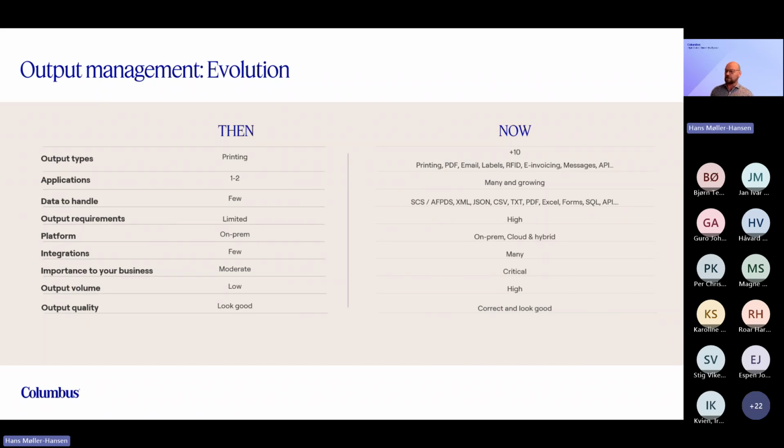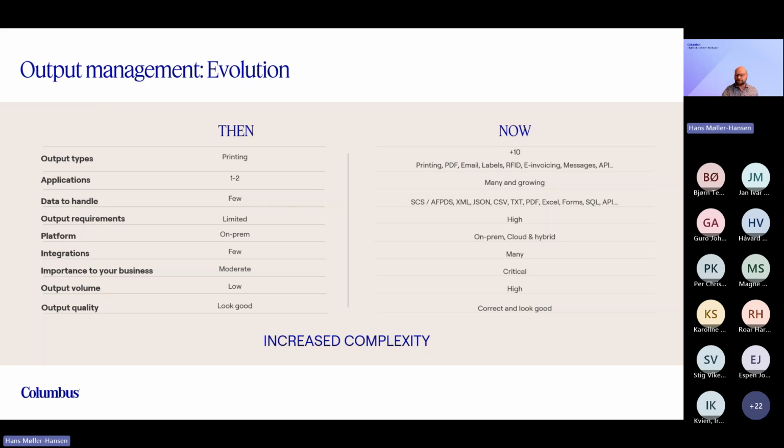We need to think about how we do that. So, and I'll just skip the next two and then say about the output quality. Before, yeah, it looked good on paper, but now it's really, really important also that we have the correct data on the document, of course. So we get increased complexity.